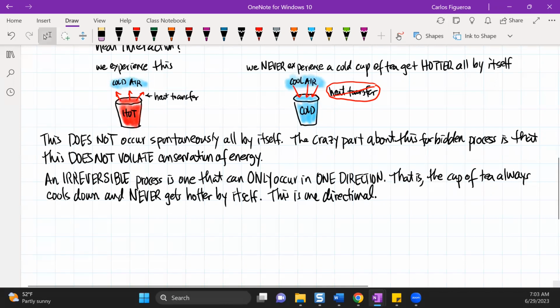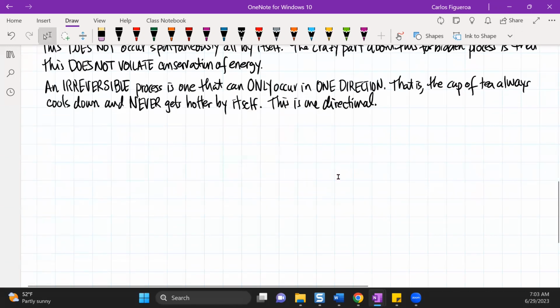So now that we have set this up, I want to look at examples. Note that there are lots of examples, but here are two clear examples of irreversible processes.